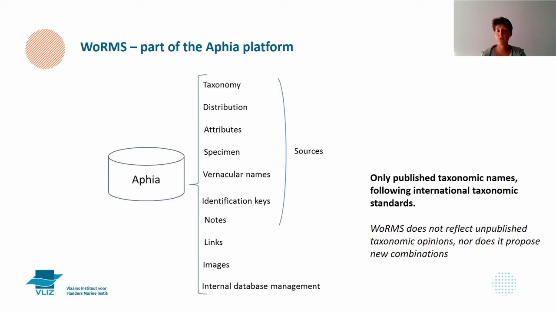We can also document vernacular names. We already have a lot of different languages available within the system. We can also have identification keys. Some groups within WoRMS have done that. They already had identification keys available somewhere. We just make them available through WoRMS as well.